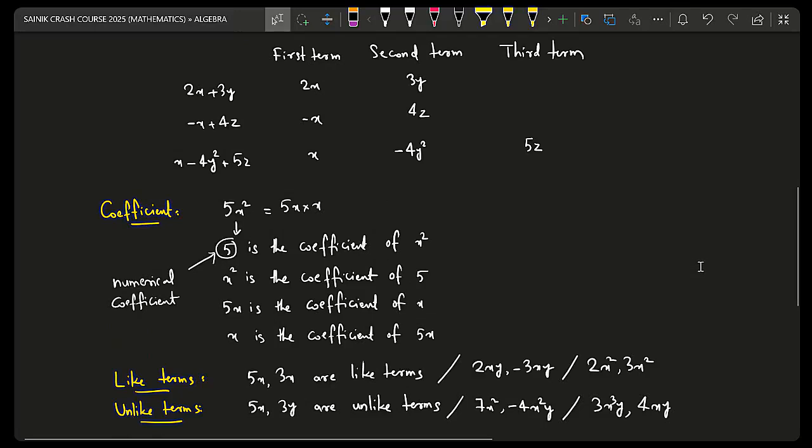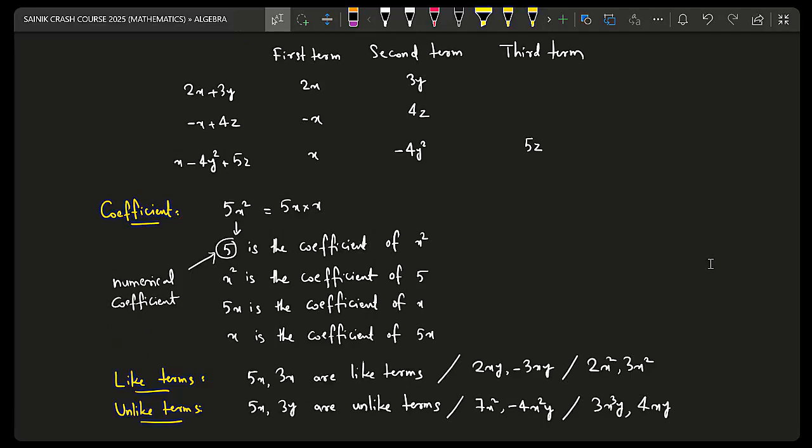Like terms and unlike terms. Mayuk, speak loudly. Sir, I cannot understand like terms and unlike terms. Like terms are having the same variable part. For example, you take 5x and 3x. What is the variable part in 5x? Sir, the variable part is x. 5 is constant, no? Okay. In 3x, what is the variable part? Sir, x. Because they are the same, we can call them like terms.